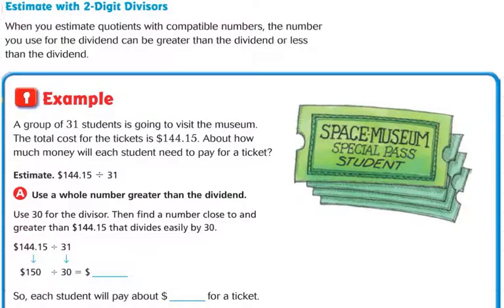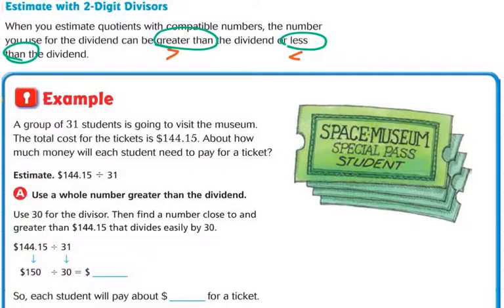So boys and girls, we're going to go on to the next problem, which is estimate with 2-digit divisors. We're going to build upon what we did before and get a little bit deeper into our understanding. It says, when you estimate quotients with compatible numbers, the number you use for the dividend can be greater than the dividend or less than the dividend. So we can use the symbol greater or less. That's key because that helps us when we're thinking about our estimation.